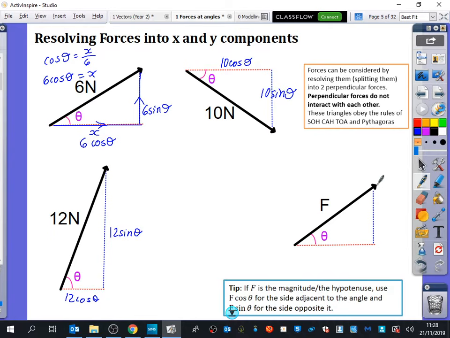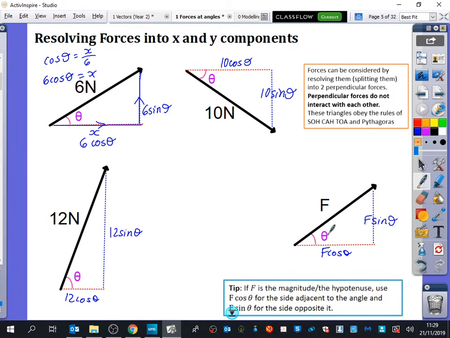And so for this general one that we have here, F along this bottom part is F cos theta, and F sine theta is along this side here. Now, you wouldn't do that again, okay? I don't want you to do this again. What I want you to do is to think about the tip that I've written. If F is the magnitude or the hypotenuse, use F cos theta for the side adjacent to the angle. Cos is to do with adjacent, so it's always going to be right next to the angle. Sine is to do with the opposite, so it's always going to be opposite the angle.